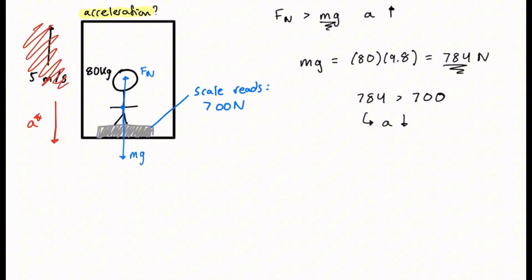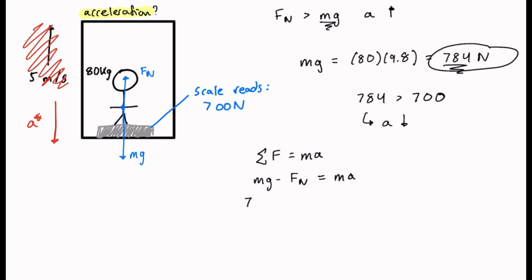Now let's solve for our acceleration. Our sum of the forces equals mg minus Fn. We said mg was 784 newtons minus the scale reading, which is 700, which is equal to the mass of 80 kilograms times our acceleration. So dividing 84 by 80, we get 1.05 meters per second squared.